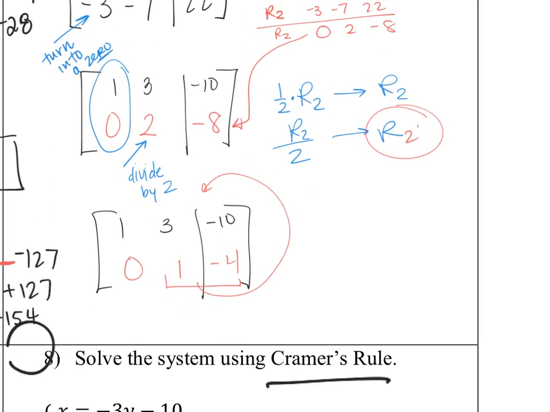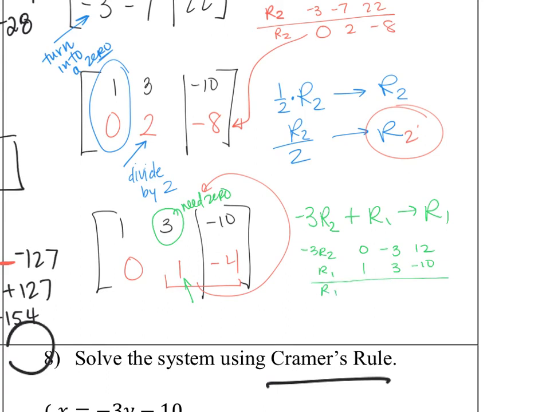I'm going to turn this 3 into a 0. So remember, if I want to make a 0, I'm going to take a multiple of the other row and add. So 3 needs a negative 3 to go away, so I'm going to take negative 3 times row 2. That's using the 1 I just made. I'm going to add that to row 1 to make my new row 1. So my little scratch work for that: negative 3 times row 2 would be 0, negative 3, and then 12. Adding that to row 1, which is 1, 3, negative 10, makes my new row 1: 1, 0, and 2.